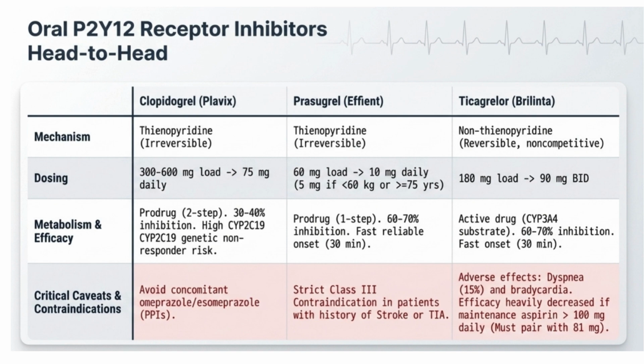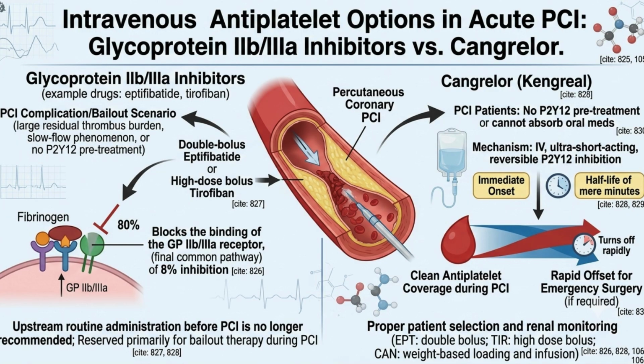Moving deeper into the acute setting, let's explore intravenous options. Glycoprotein 2b3a inhibitors, like double bolus eptifibatide or high-dose bolus tirofiban, block the final common pathway of platelet aggregation, the binding of fibrinogen to the GP2b3a receptor.